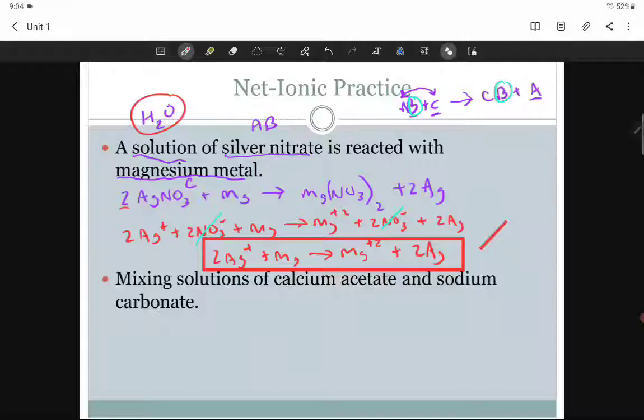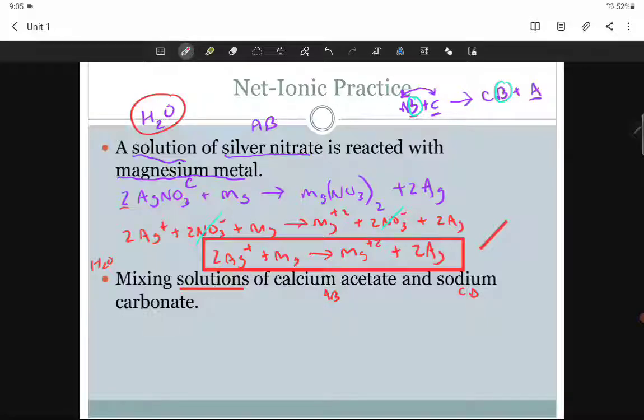Okay, next one, solutions. What does solutions mean? That means you have water. Let me erase that. Let's start over again. Okay, so we have H2O because it says solutions. Calcium acetate is like AB. Sodium carbonate is like CD. AB plus CD, you should recognize that that's called double replacement. In double replacement, you're going to get a precipitate.